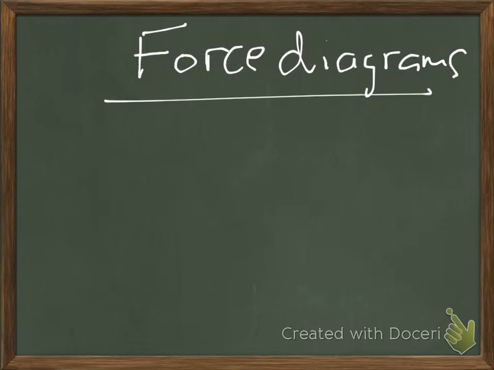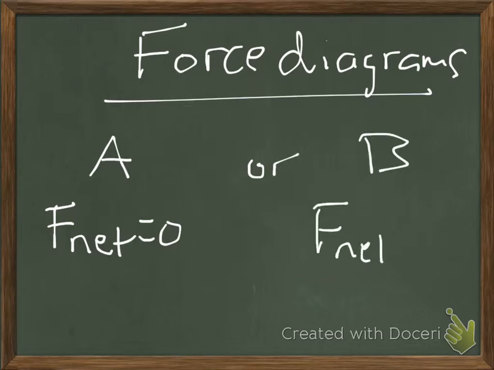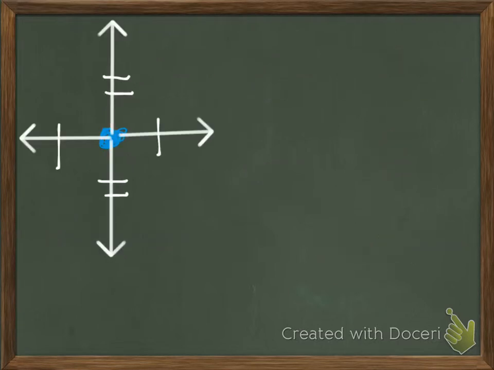Okay, where all this comes from is always from a force diagram. So we've got two cases, A and B. Situation A is the net force is 0. Situation B is when it's not 0. Okay, so this is an example for A.